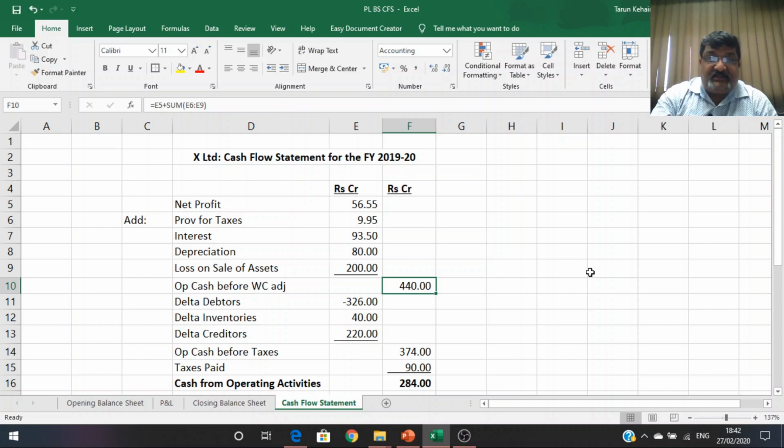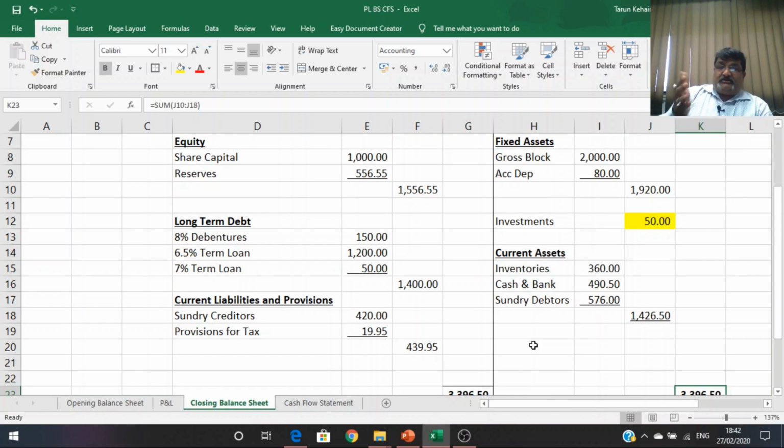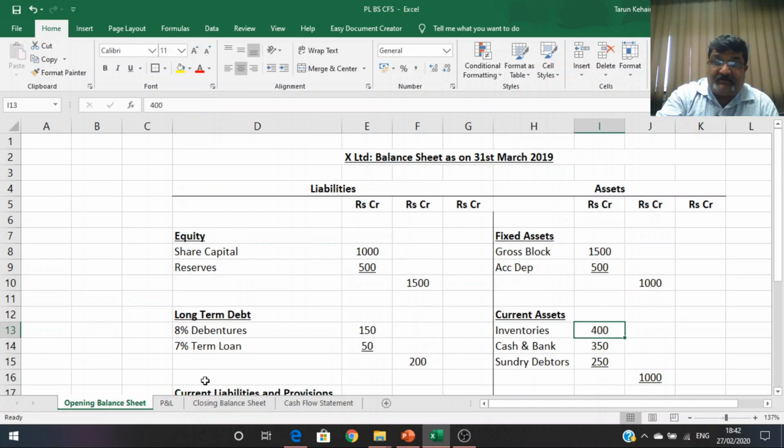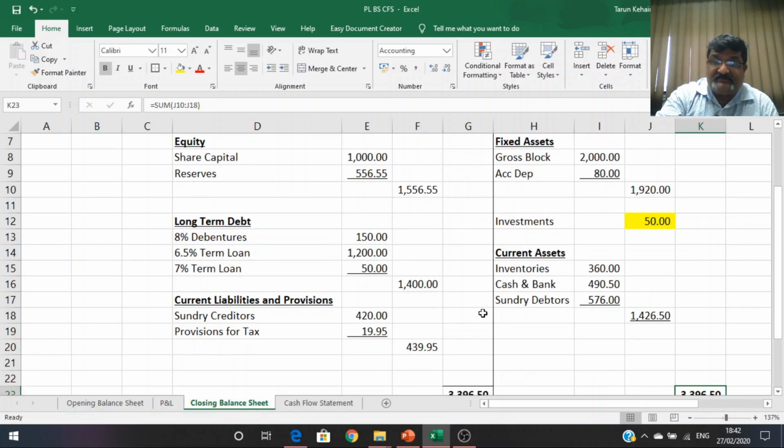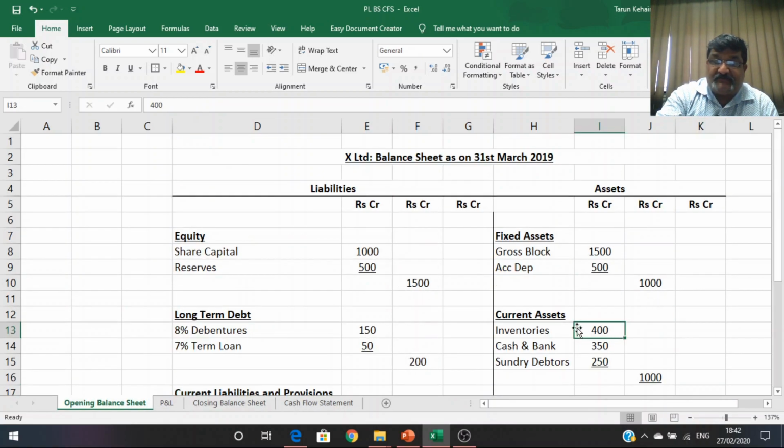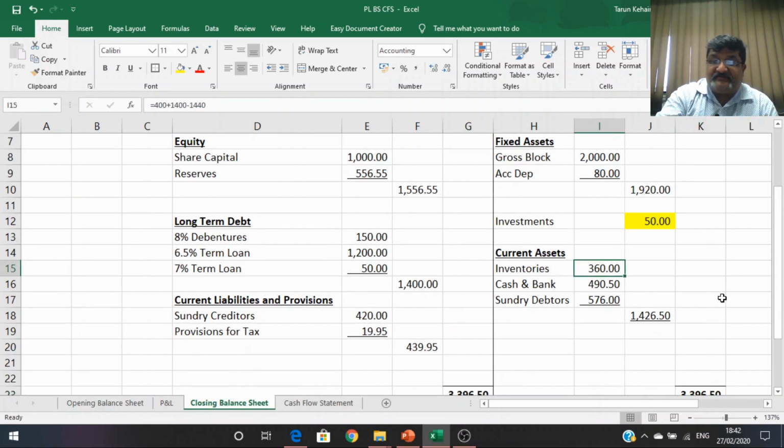Right? So now we are at operating cash before working capital adjustment, which you have seen is 440 crores. So let's look at the inventories. The opening balance as on 1st of April 2019 was 400 crores. The closing balance as of 31st of March 2020 is 360 crores. That means the inventory balances have come down by 40 crores. Now this in essence represents a 40 crore receipt.